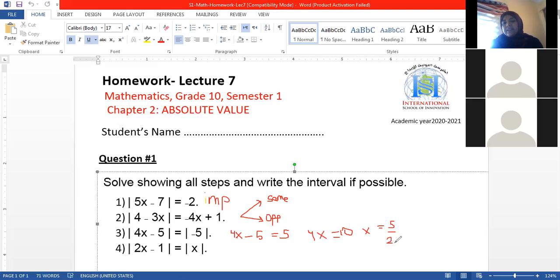What's the second case? 4x minus 5 equal 5. Equals, you mean minus 5. Minus 5, sorry. Very good. So the first time we take it equals to 5, and the second time we take it equals minus 5. Very good. Very good, Sami. Ahmad, the last one.